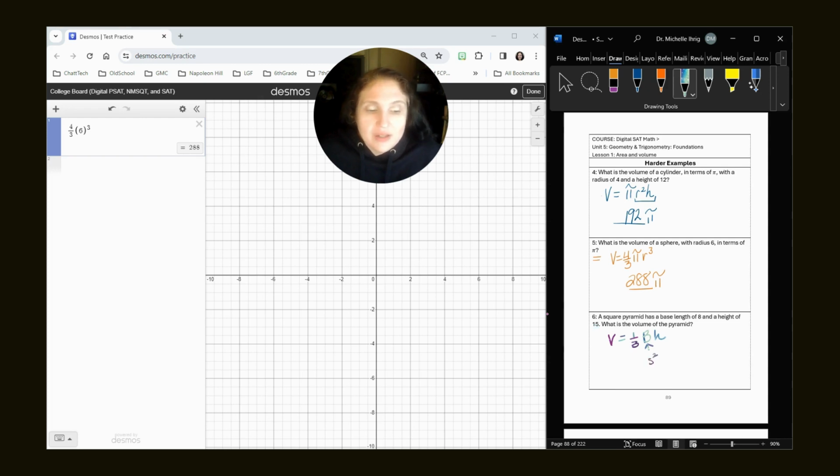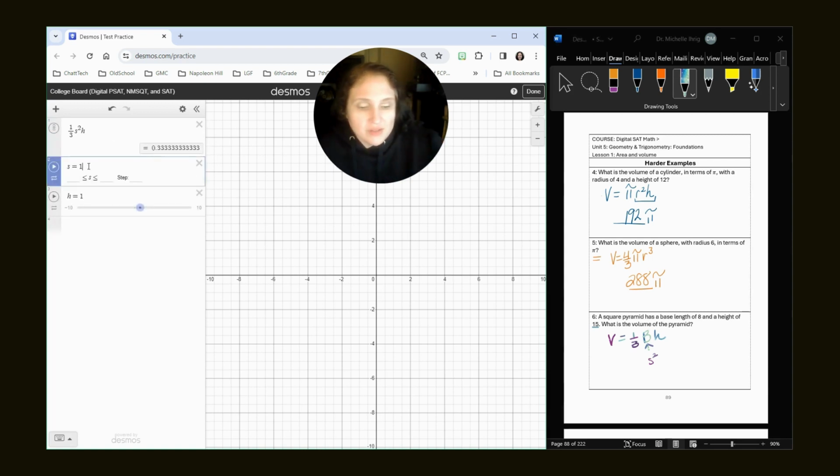We know that the formula for a square is side squared. So I'm going to go back into Desmos and type in my formula, 1/3 times the side squared times the height, and I'm going to add sliders for all of it. So my side of my square is 8, and then my height is 15. And so the volume is 320.